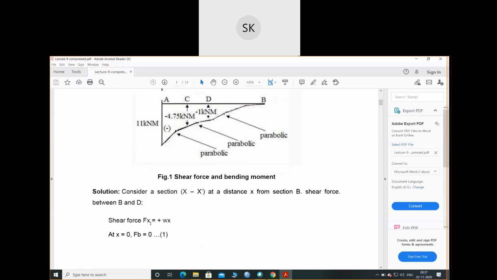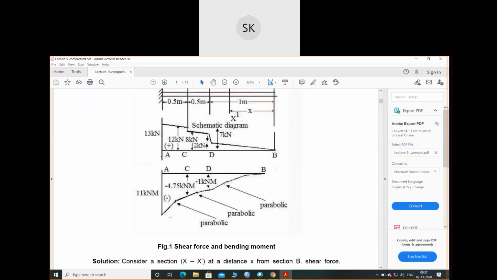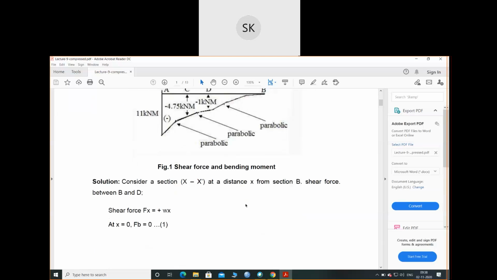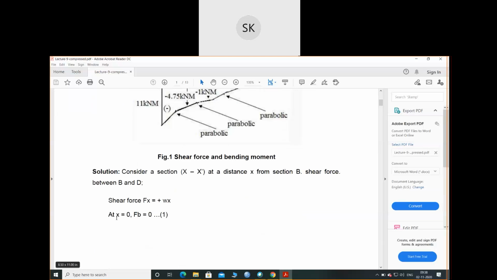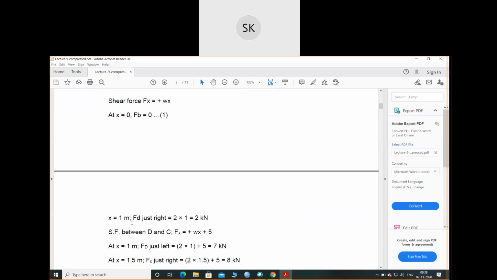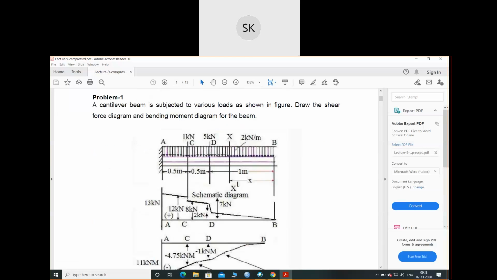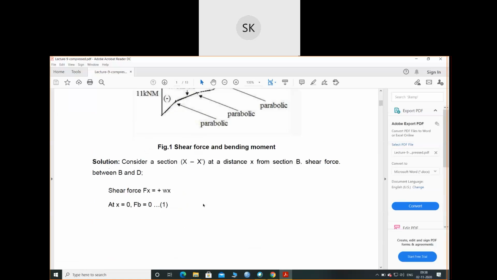So the shear force at section X for the UDL is W into X. At X equals to 0, the shear force at B will be 0. At X equals to 1, the shear force at B will be 2 into 1. Now the shear force between D and C, the shear force between these 2 points.